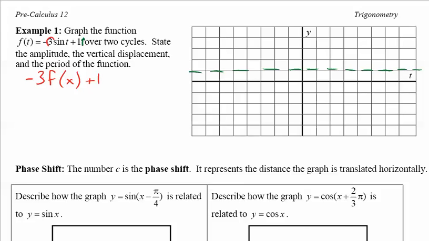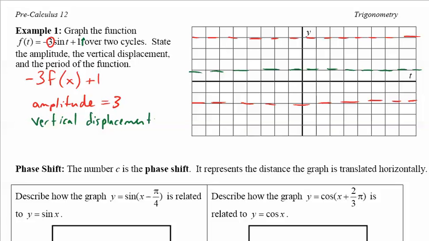The 3 is amplitude. Amplitude is always a positive number, and that tells you how much you go above and below the middle line. So from the center we go up 3 and down 3. The whole wave is going to be between those two red lines. So the vertical displacement is 1. Now the negative sign in front of the 3 means that we have a reflection.